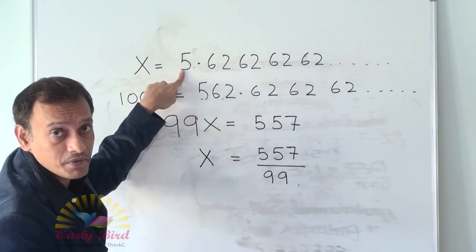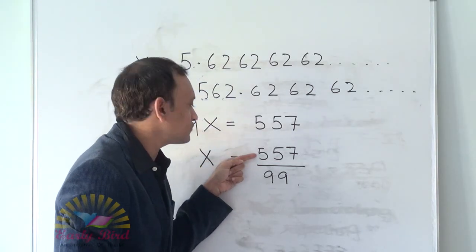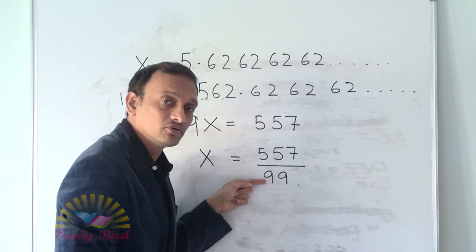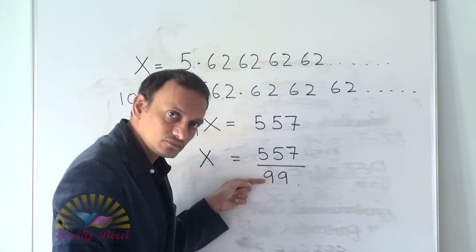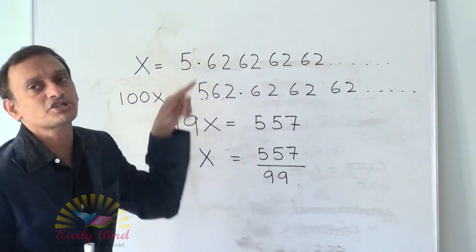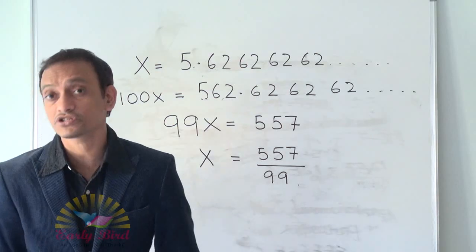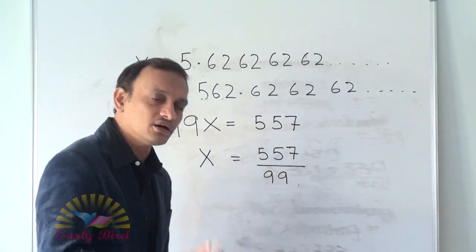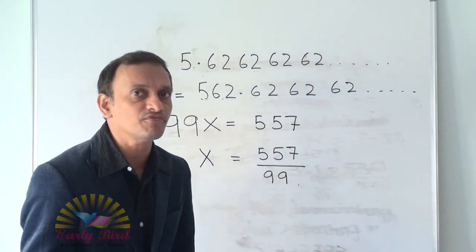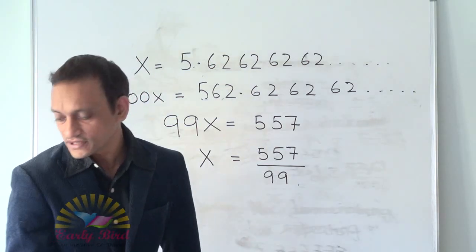Which is the original number. Which means the original number could be expressed as a ratio of two integers p and q, where q is not 0. Does it make sense to all of you? Yes, it does. Therefore, this number is rational or irrational? This is a rational number because it could be expressed in the form p by q, where p and q are integers and q is not 0.